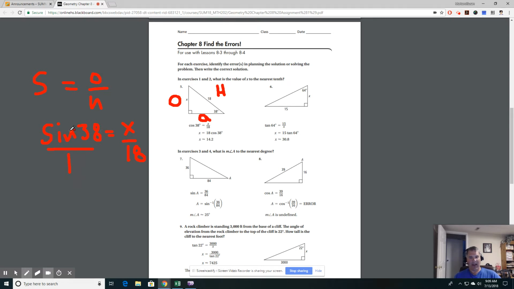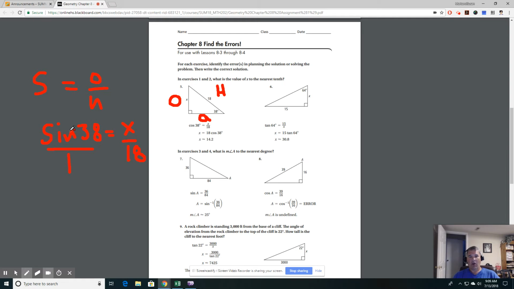Take sine of 38 on your calculator. Change that to decimal form. Once you take it in decimal form, that is going to be an approximation. So again, our answer won't be exact. It's going to be an approximation. On your calculator, take the sine of 38.